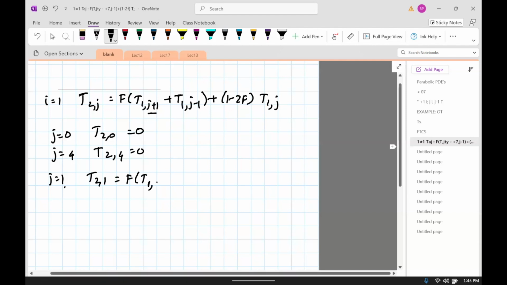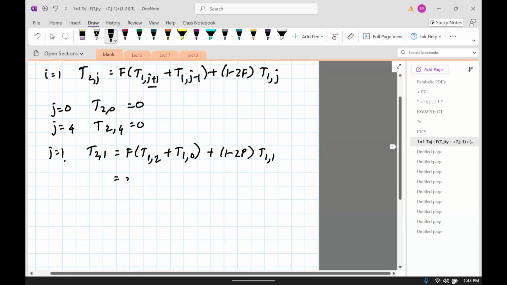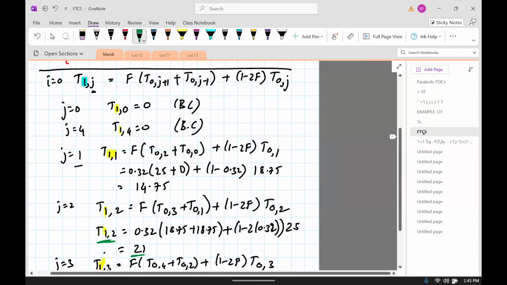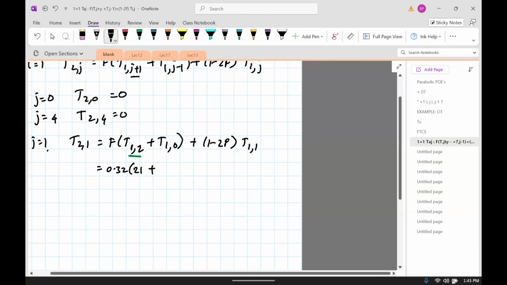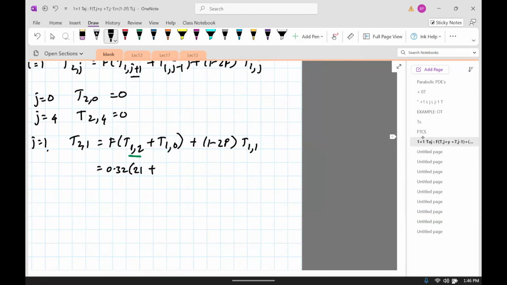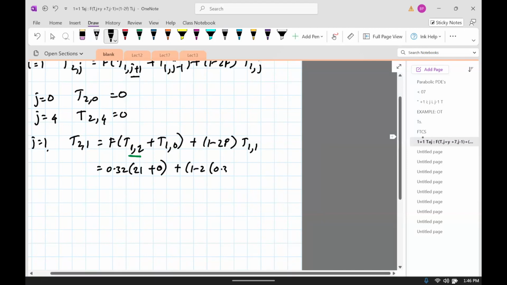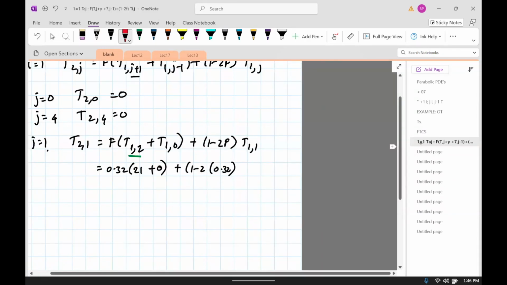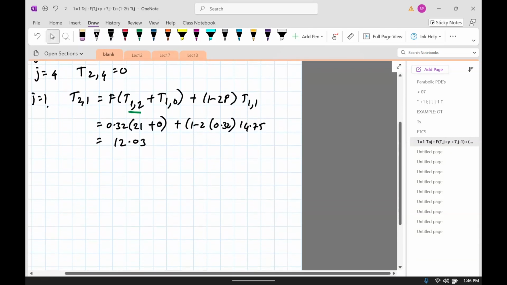I put j equals 1 in this formula. T 1 0. Okay, 0.32. I'll give this one to you. So what is T 1 2? This is the value we computed sometime back. If you go here, T 1 2 is here. That's 21, and that's why it's just 21. T 1 0 is something we get from here. It's 0. Plus 1 minus 2 times 0.32. 1, 1 is something we would have computed here. So 1, 1 is 14.75. So it comes out to be 12.03.